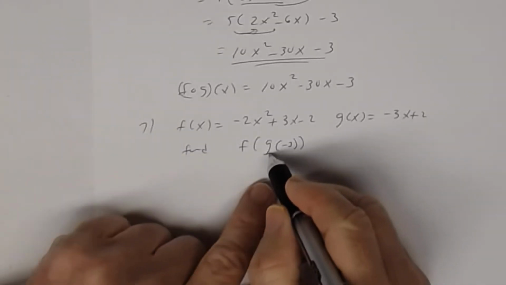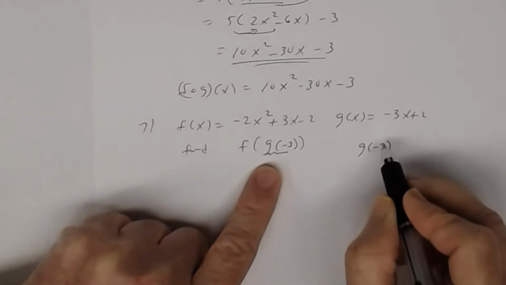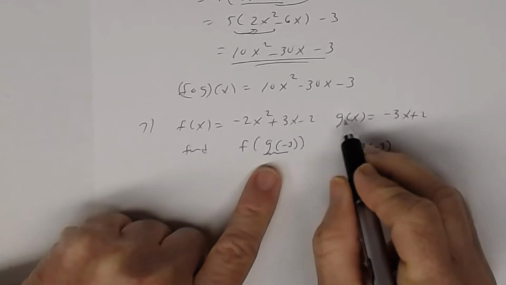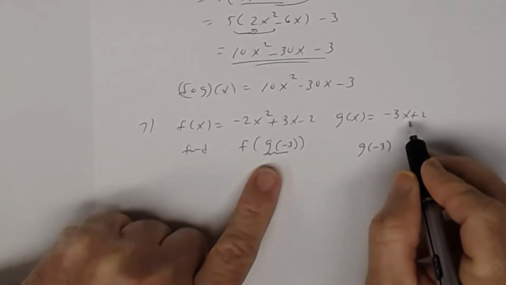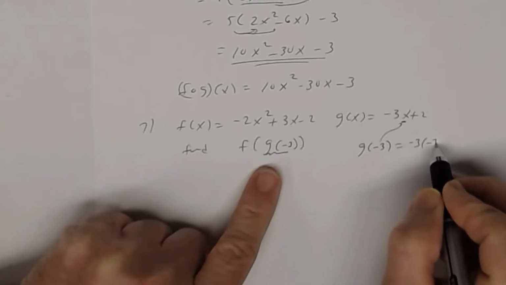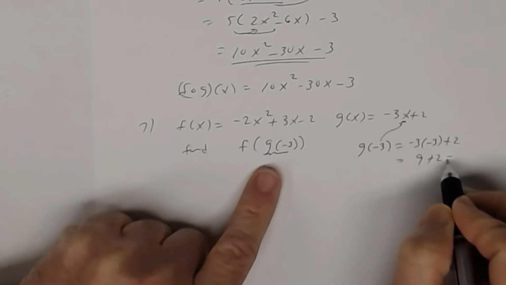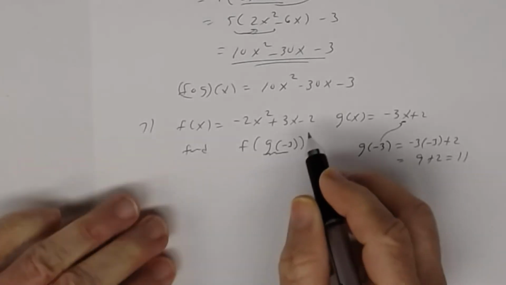So the first thing you've got to do is find g of negative 3. So let's go off to the side and find g of negative 3. To find g of negative 3, I go to my function g, which is this one, and wherever you see the variable x, I'm going to substitute negative 3. So I get negative 3 times negative 3 plus 2. Negative 3 times negative 3 is 9. 9 plus 2 is 11. So that's this. Now I'm going to come back.